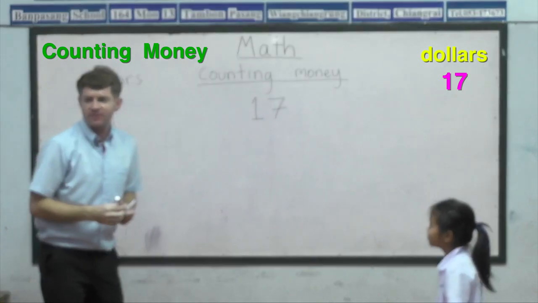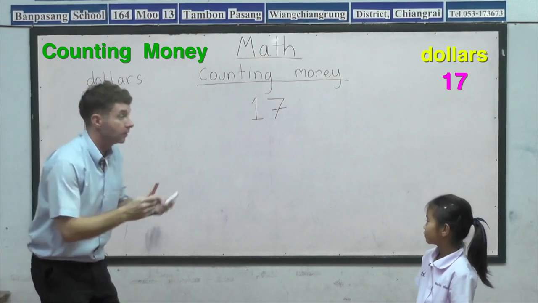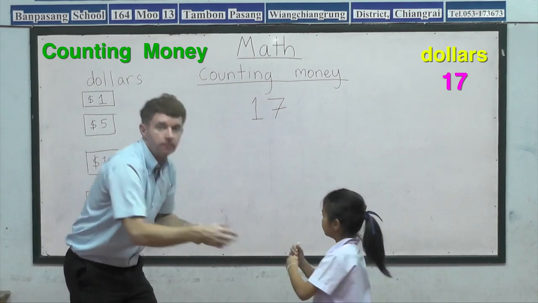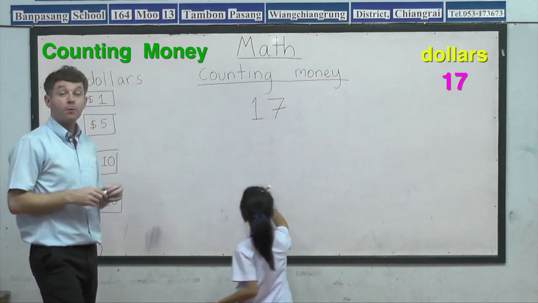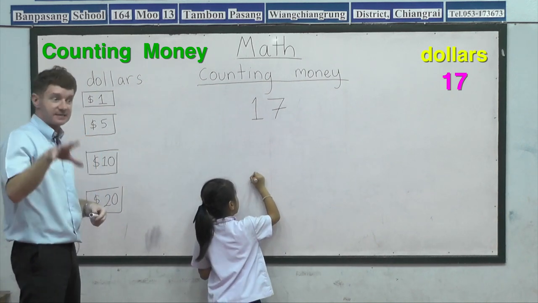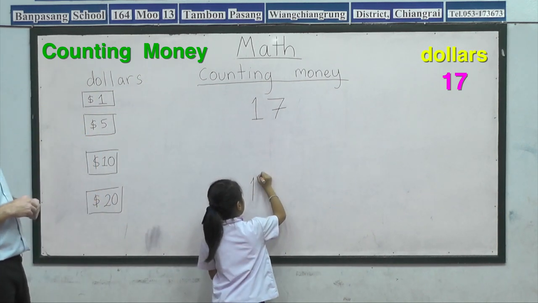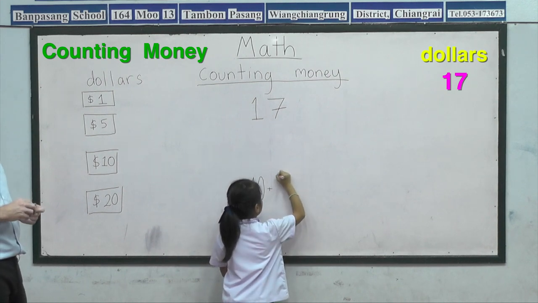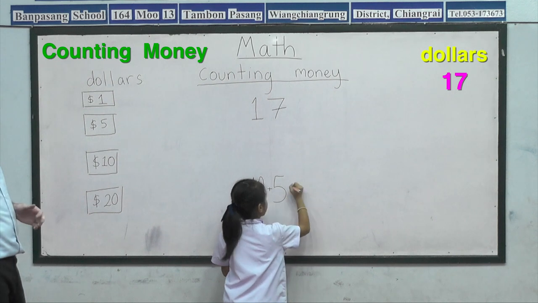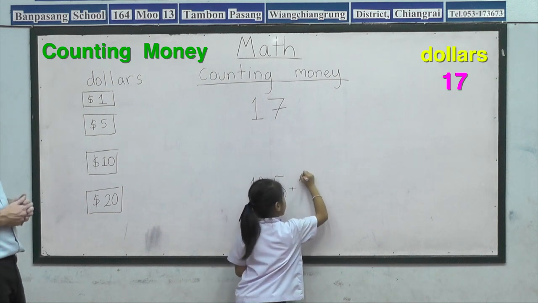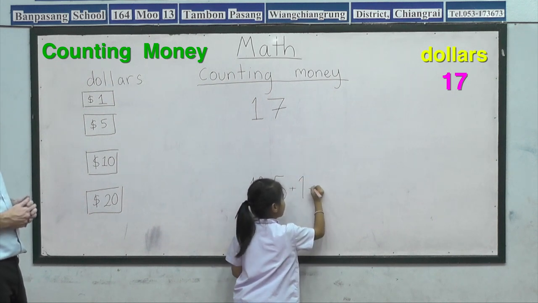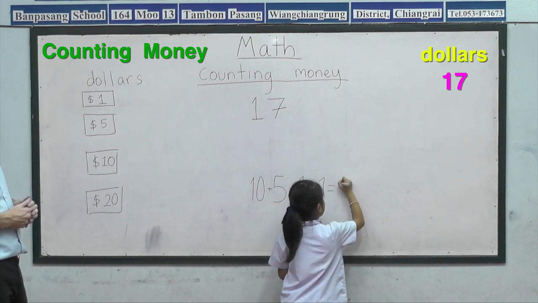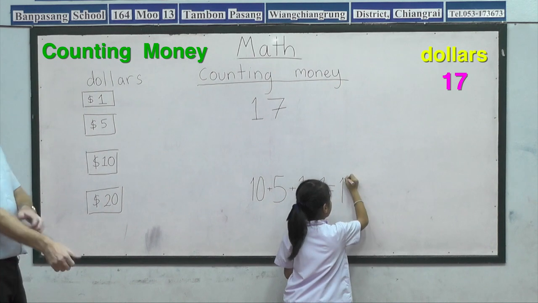Can we use $20? No. Would you like blue or black? Black. Okay, guys. Small amounts, but we need to use a few notes. 10 plus 5 plus 1 plus 1 equals $17.